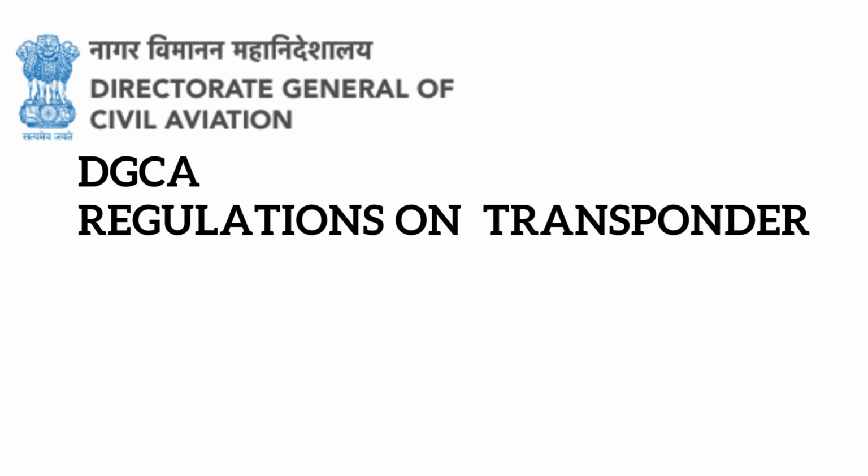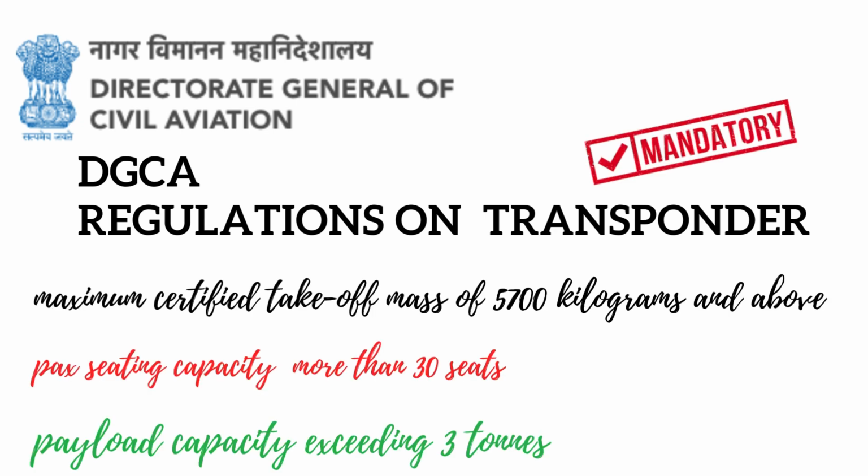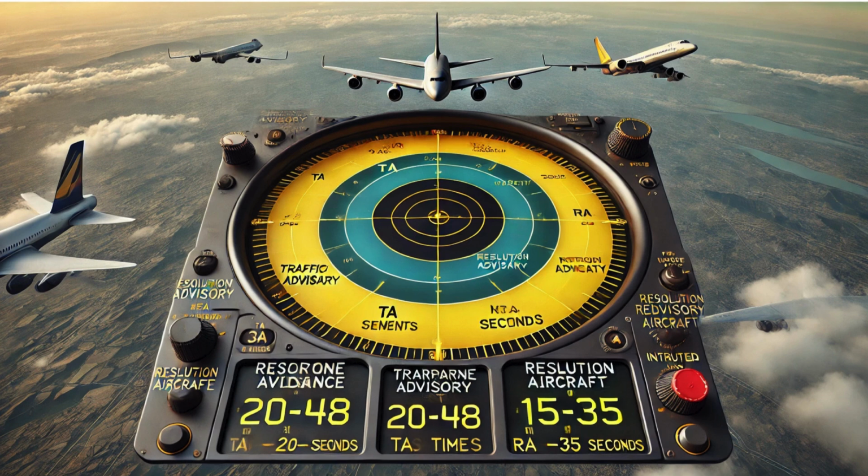As per DGCA, what are the pressure altitude reporting transponder requirements in Indian airspace? Aircraft with a maximum certified takeoff mass of 5,700 kilograms and above, a passenger seating configuration of more than 30 seats, or a payload capacity exceeding 3 tons must be equipped with a Mode S transponder to operate in Indian airspace.